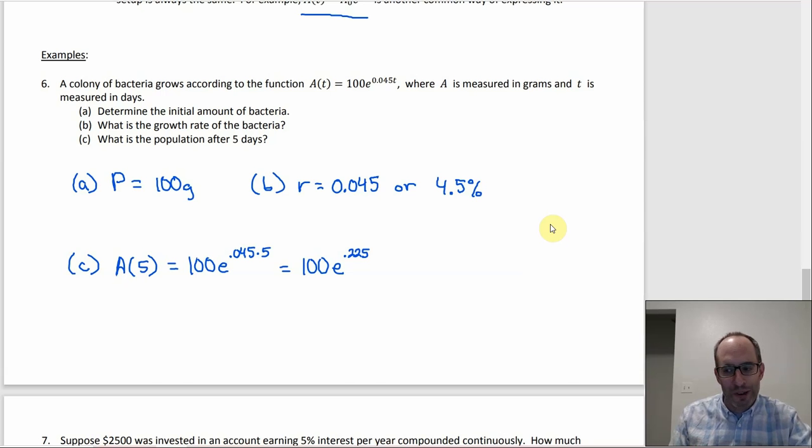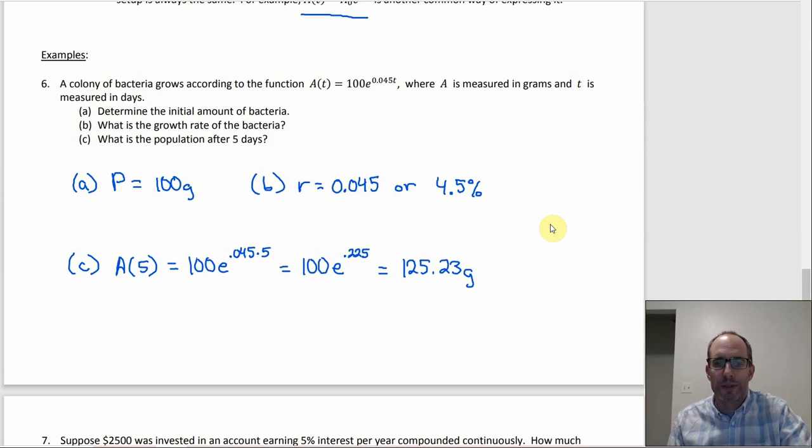But yeah, it's going to vary depending on what kind of calculator you've got. But in any event, what this ends up being, at least to two places, is about 125.23 grams. So that's what we end up with there, just substituting in the 100 e to the 0.225 in your calculator.